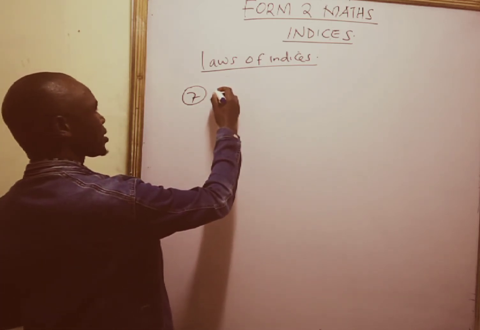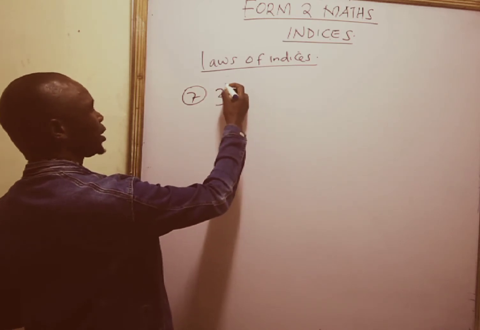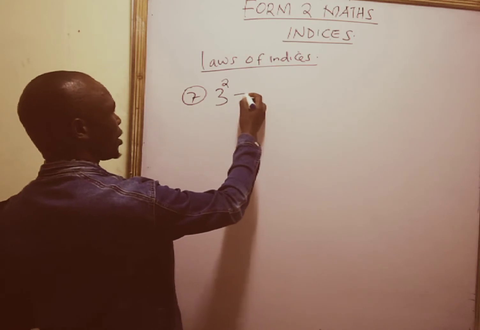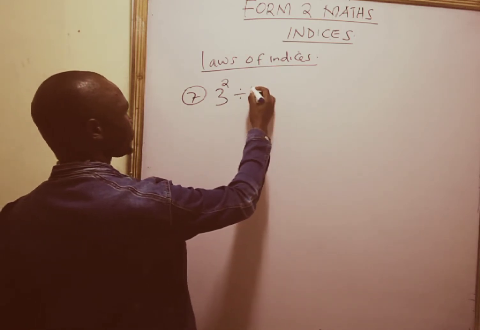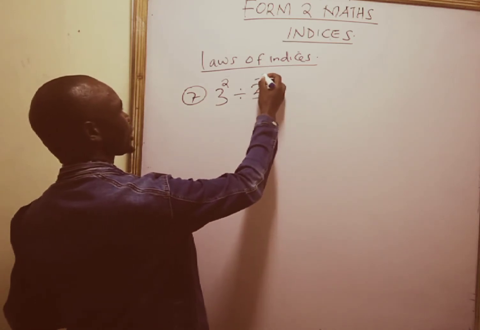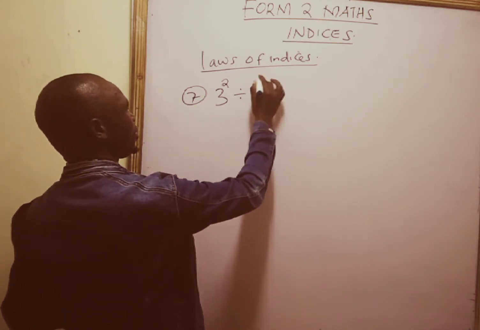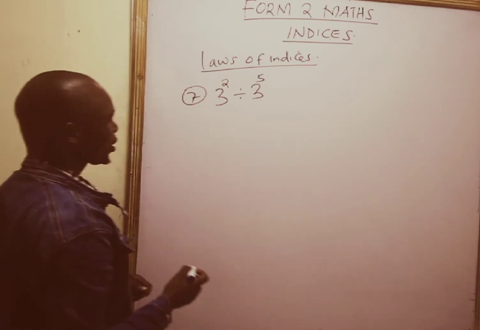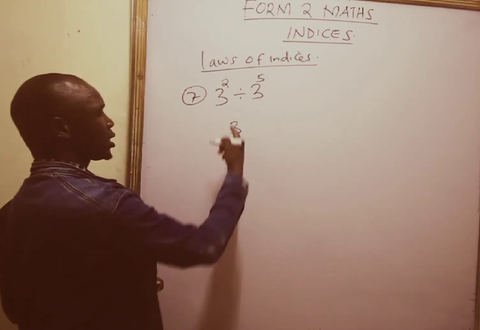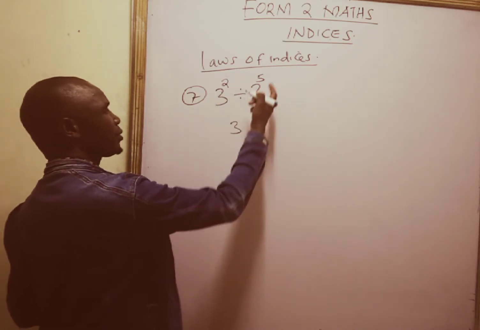something like this? We have 3 raised to power, for example, 2, divided by 3 raised to power, for example, 5. This one is going to be equal to 3 as our common base. Then the rule dictates that we subtract the powers.